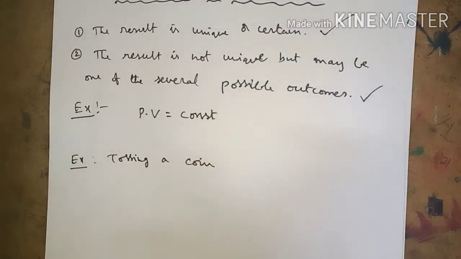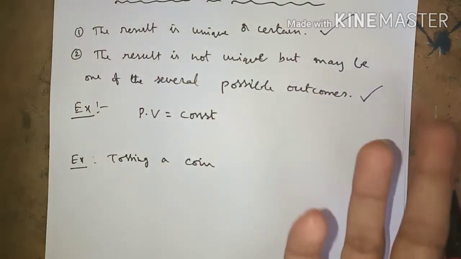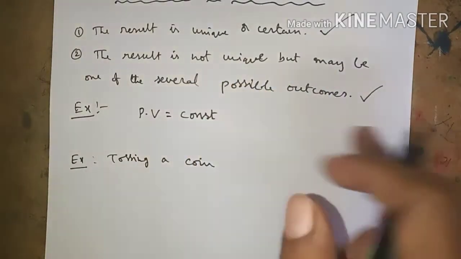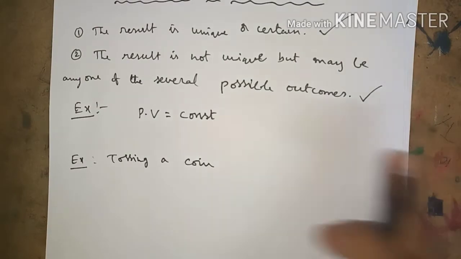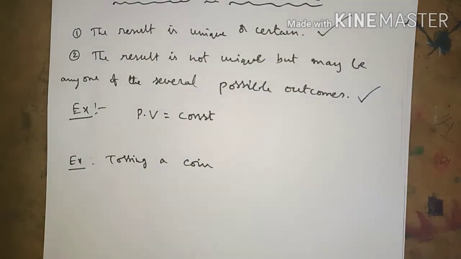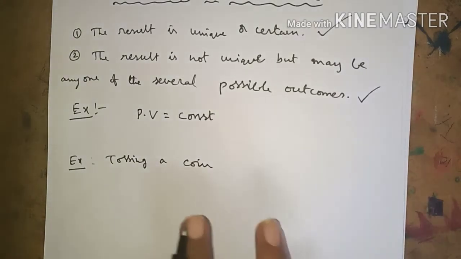Now the word probability came like that. Which type of phenomenon is called probabilistic? The result is not unique; it may be any one of the several possible outcomes. Examples are tossing a coin, throwing a die, or any number of such examples. Such a phenomenon is called a probabilistic phenomenon.